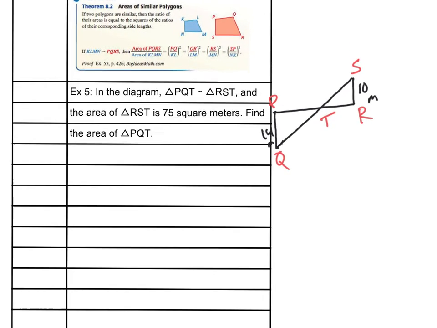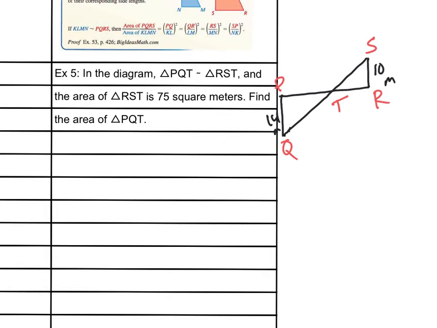So in the diagram, which wasn't on here, so I had to draw it. So you're going to need to sketch this diagram. It says that PQT is similar to RST, and the area of RST is 75 square meters. So I'm going to write 75 in this triangle over here, right? They gave us a side length of each. Find the area of PQT.